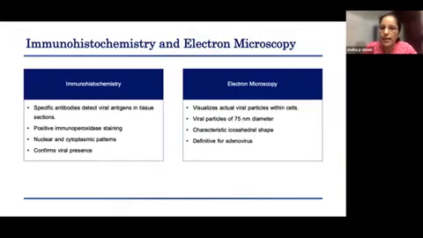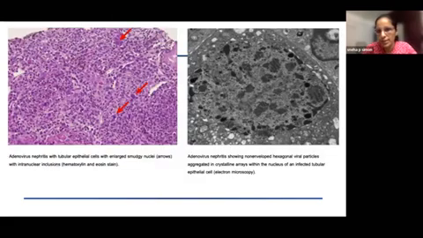Electron microscopy will visualize the actual viral particles within the cells. The viral particles of size 75 nanometer in diameter and the characteristic icosahedral shape that we can see will be definite for adenovirus. This is the electron microscopy, which is showing non-enveloped hexagonal viral particles aggregated in crystalline arrays within the nucleus of infected cells.